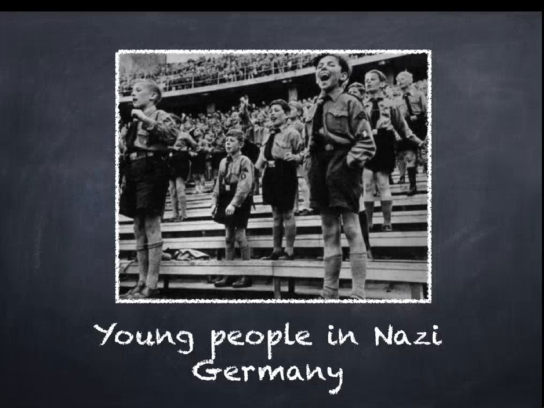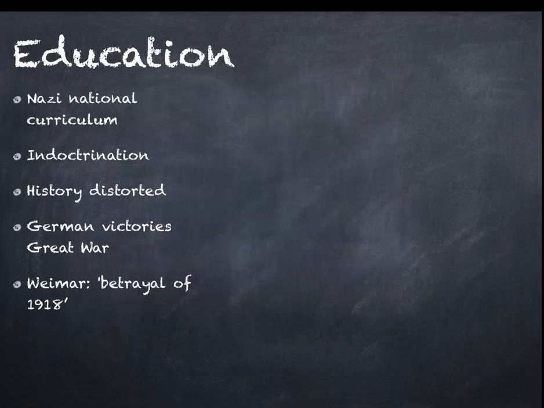Okay, so in this lesson we're going to look at young people in Nazi Germany. How were young people's lives affected by the rule of the Nazi Party? So education, obviously, is a key feature of young people's lives. And the Nazis indeed did change the national curriculum. They made it one of indoctrination. In other words, students are told what to believe.